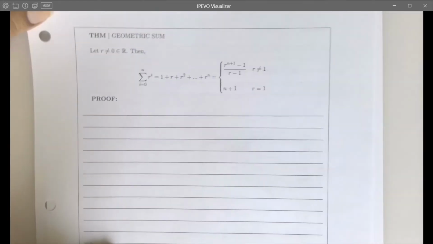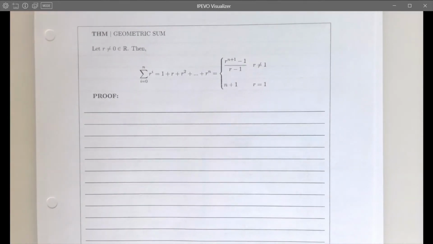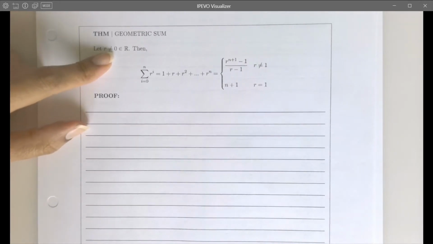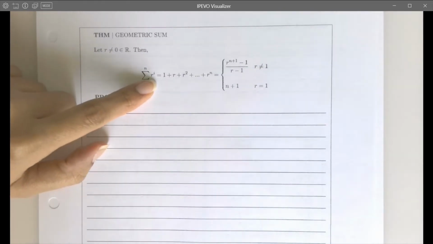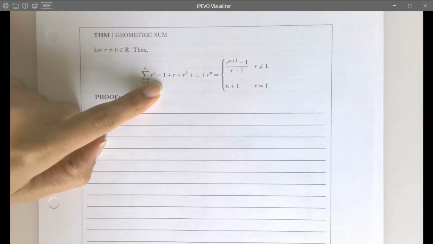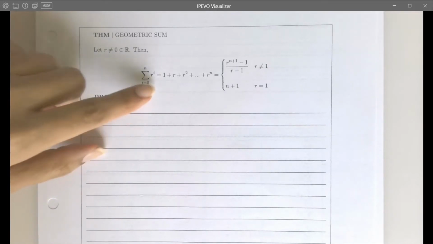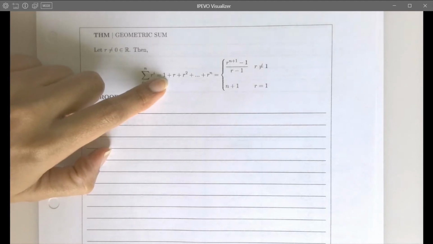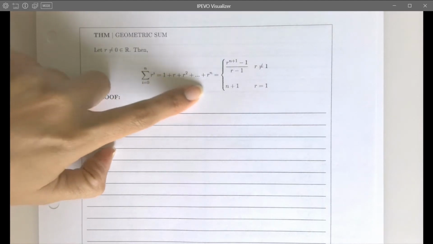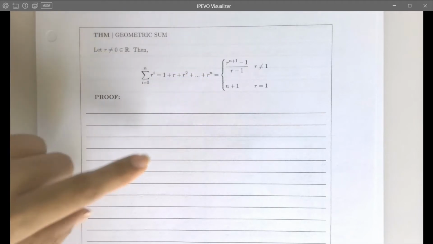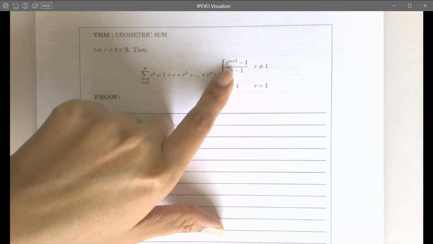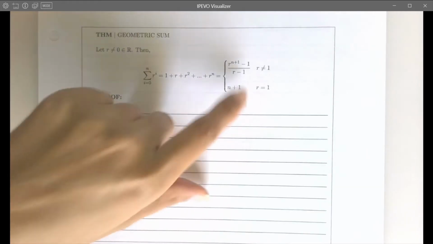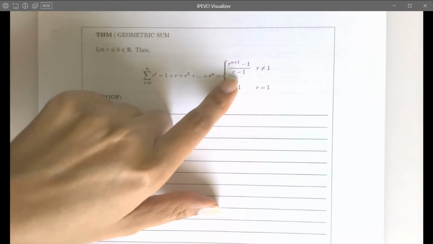Now on page 13 we have an interesting theorem. It's the geometric sum theorem. It reads, let r be a non-zero real number, then the sum i equals 0 to n of r to the i, which is, by the way, the sum of powers of r, starting with the 0 power, which results in a 1, plus r squared plus all the way to r to the n, is always going to have a final answer of r to the n plus 1, meaning r to the ending index plus 1, minus 1, over r minus 1.